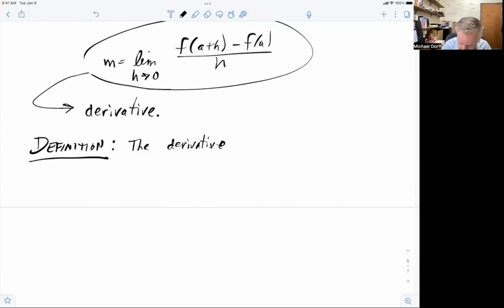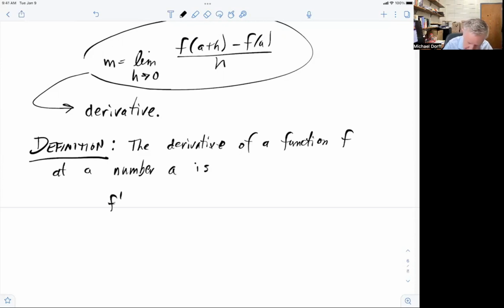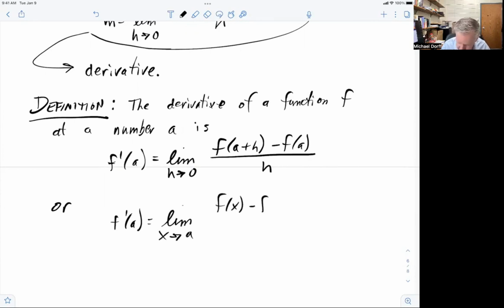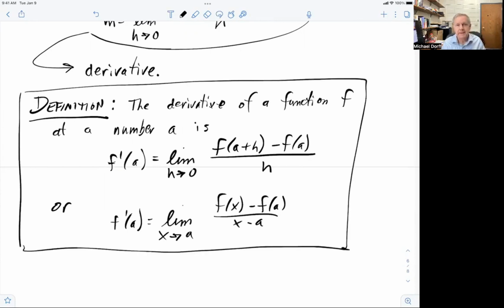The derivative of a function at a number a, we write that as f prime of a, equals the limit as h goes to 0 of f of a plus h minus f of a, all over h. Or we can also write it as f prime of a equals the limit as x goes to a of f of x minus f of a over x minus a. All right?